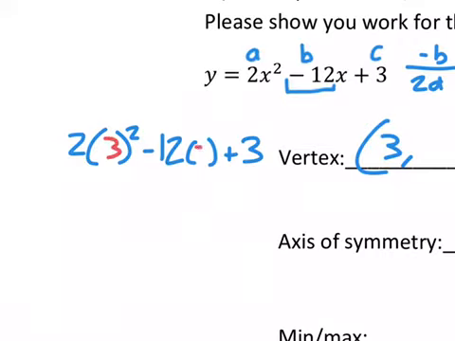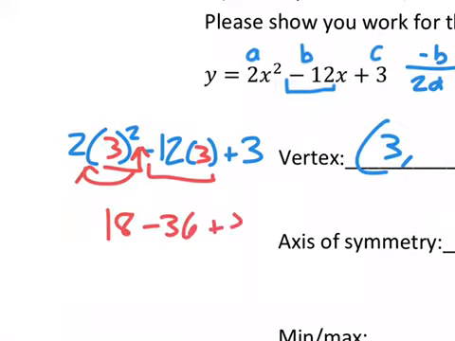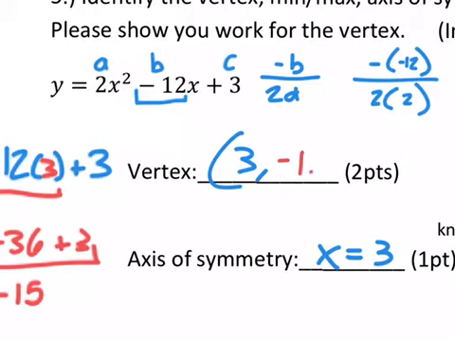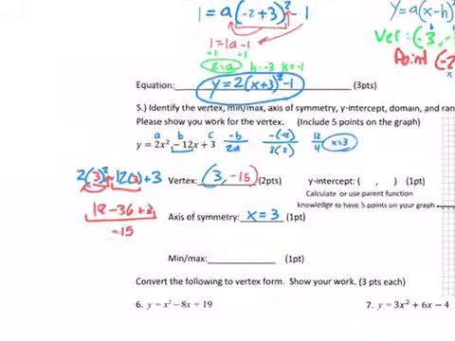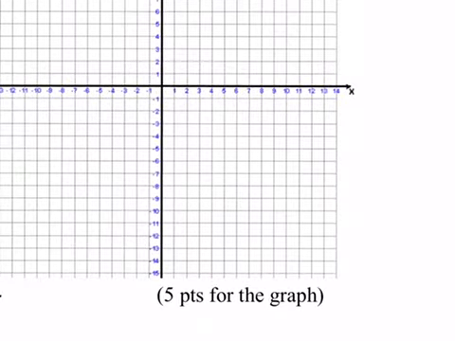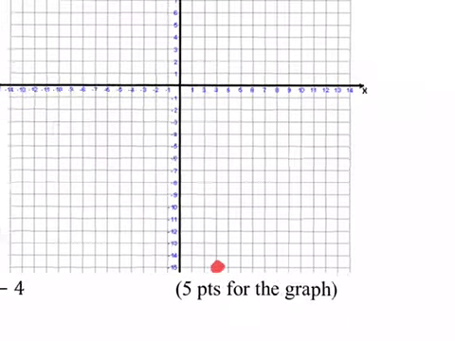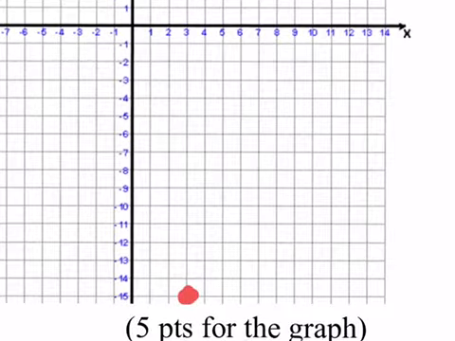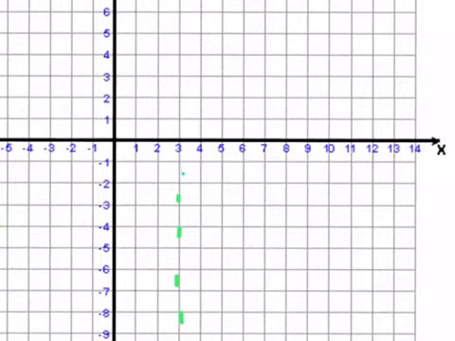So we're plugging in a 3 here. So we get 3 squared is 9 times 2, so we get an 18, minus a 36, plus 3. Put all those together and we will get a negative 15. All right, so there is our vertex at 3, negative 15. All right, and we also know that that axis of symmetry is going to be that dotted line that makes our parabola symmetrical.